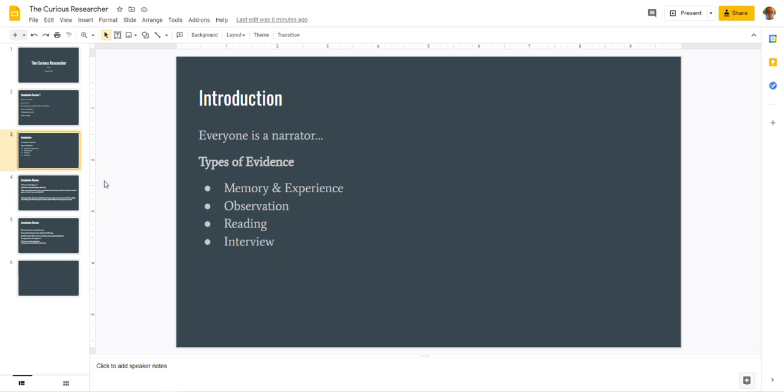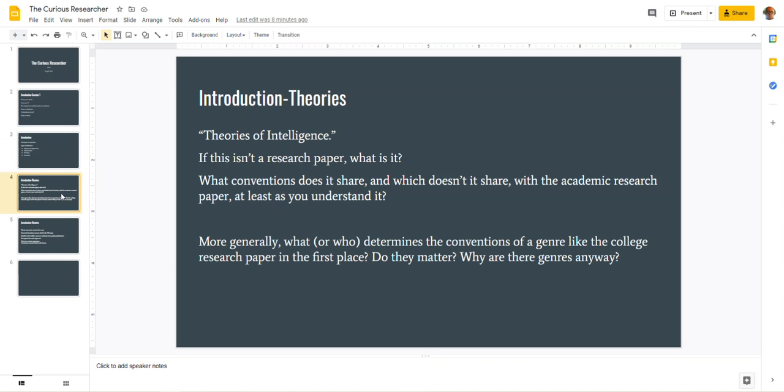And I think it's very important to remember that as you move into writing discussion board 6 and exercise number 2. So the questions that you always want to ask yourself after you read theories of intelligence: if it isn't a research paper, then what is it? What conventions does it share with the academic research paper, at least as we understand our notion of the academic research paper? And then who determines the conventions of a genre like a college research paper in the first place, right? Who decides what a research paper is? Does it even really matter? Or why are there different genres anyway?